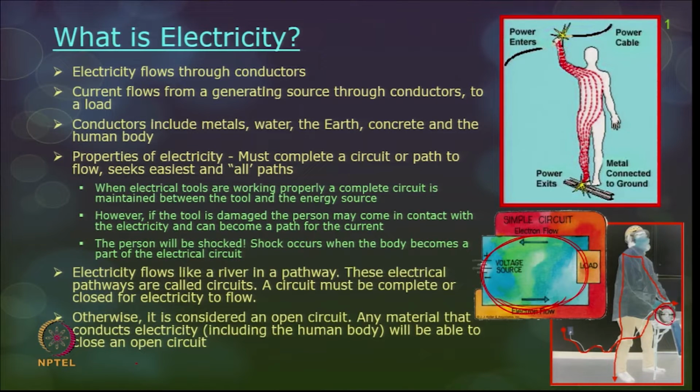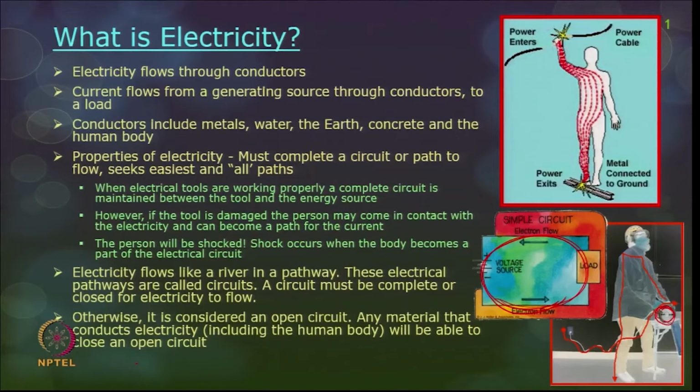When the tool is not working, or is damaged, or some problem has happened, then the person using the tool will come in contact with the electrical source, and he will become a path for the current. The circuit starts connecting along with the human body, and the person gets a shock. Shock occurs when the body becomes a part of the electrical circuit.